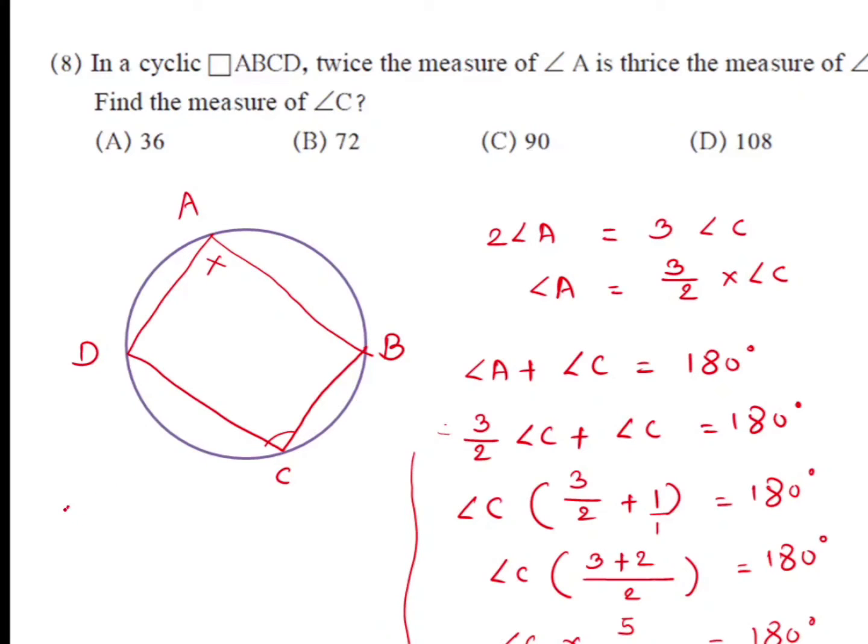Now we have to find the measure of angle C. That's why we should transfer 5 by 2 to the right hand side to get 180 into 5 by 2 will become 2 by 5. Now if we divide by 5, we get 5 3s are 15, 3 is remaining, and 5 6s are 30. Now there are 36 into 2 in the numerator, so 36 into 2, that's 72 degree. So measure of angle C is 72 degree, which is at option B. So option B is the correct alternative.